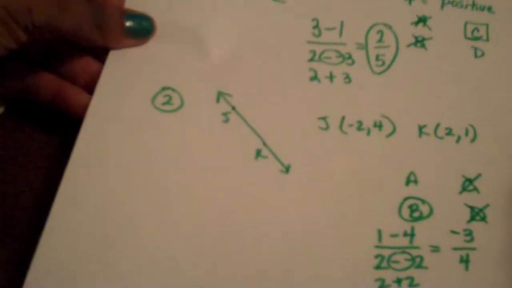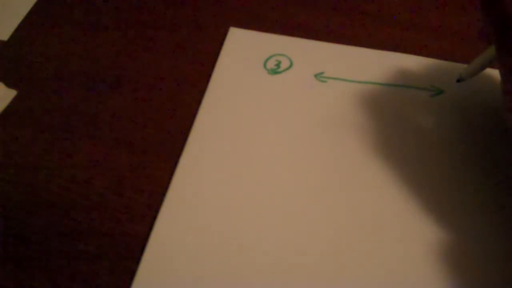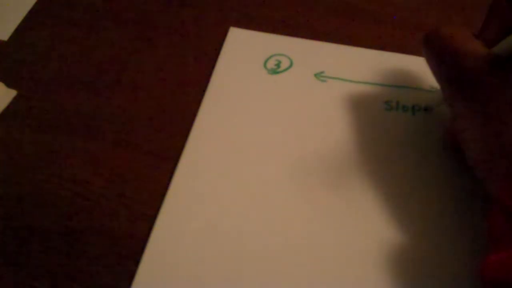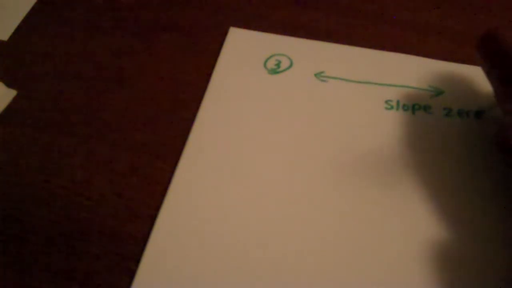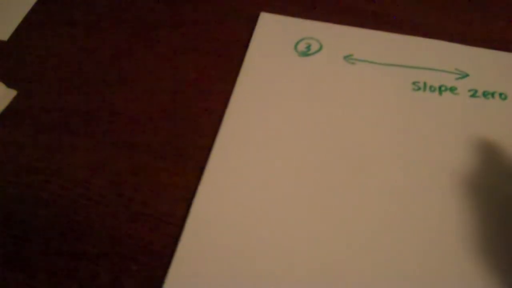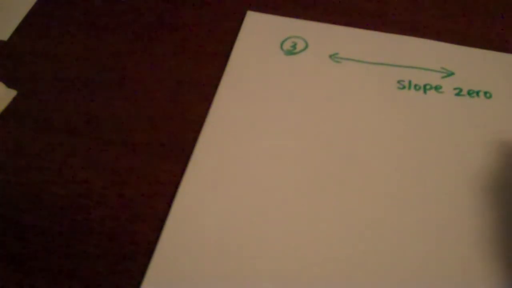Moving on to question number 3. In question number 3, it says, what is the slope of the line that passes through PQ? Well, in question number 3, we have a horizontal line that's going straight across from left to right. Anytime we have a horizontal line straight across from left to right, our slope is going to be 0.